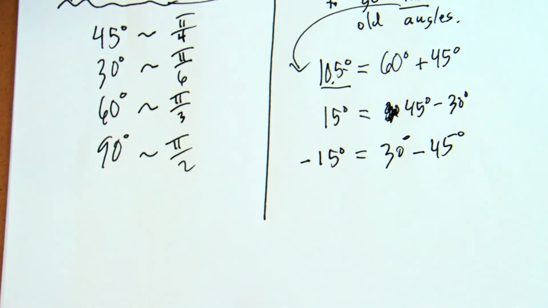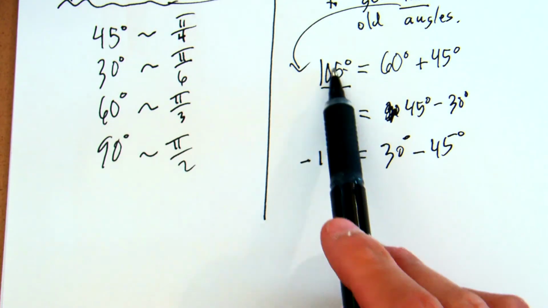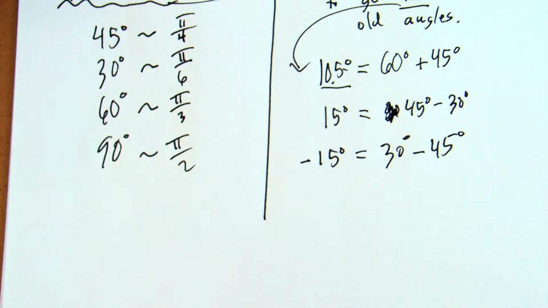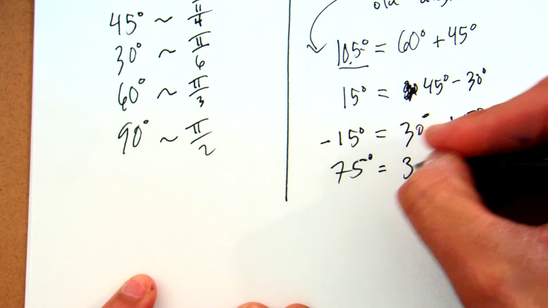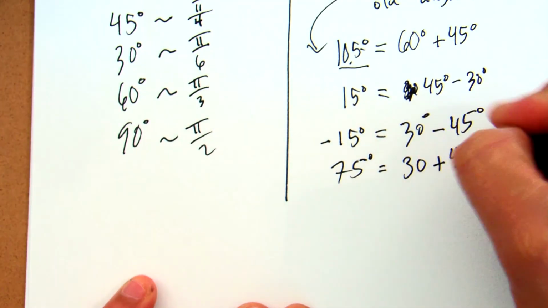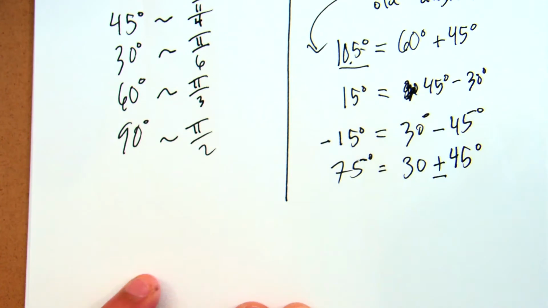So now we have basically everything we need. So I'm going to basically give you one of these, which is a combination. Oh, wait, the last one's 75. What's 75 degrees? 30, what? No, plus 45. Right?